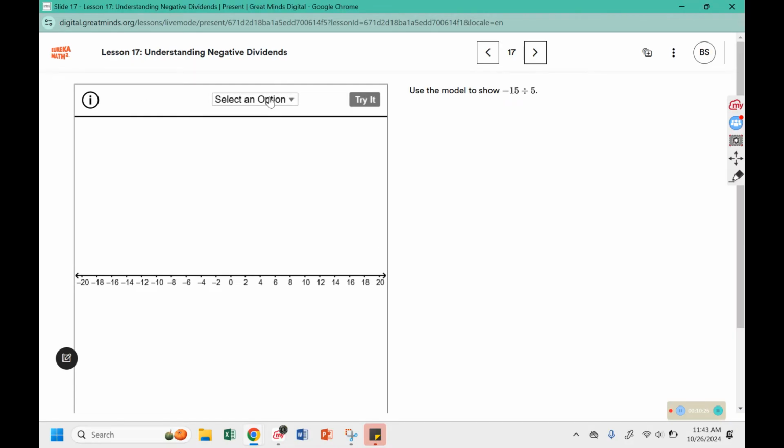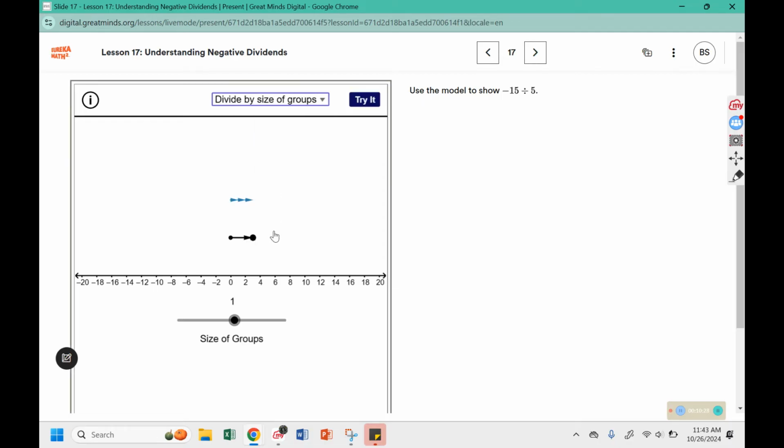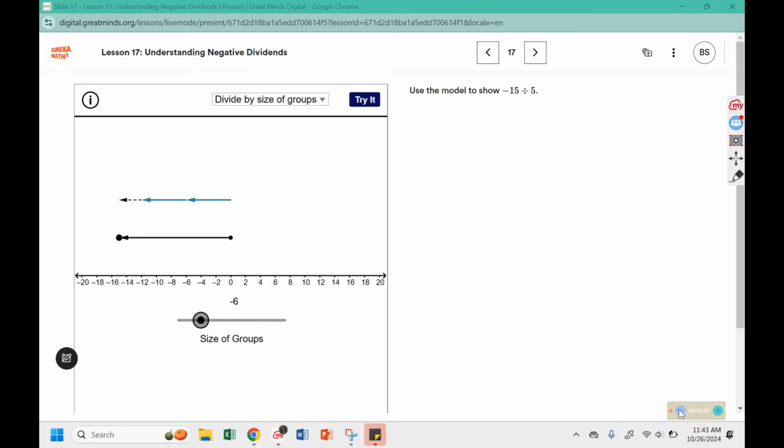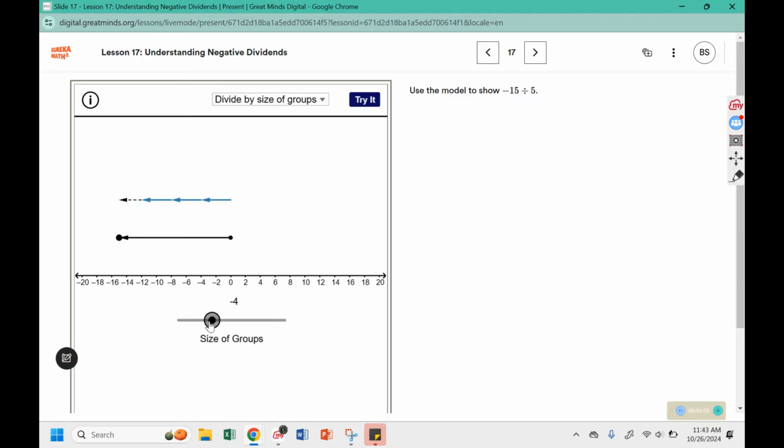Negative 15 divided by 5. Let's do the size of the group each time. We're resulting in negative 15, which is in between negative 14 and 16. Let's think of it as the size of each group is 5. Oh, excuse me. The size of each group is going to be negative 3, but we have to have 5 of them. There we go. 1, 2, 3, 4, 5, negative 3s.